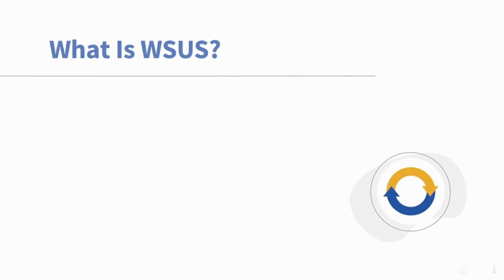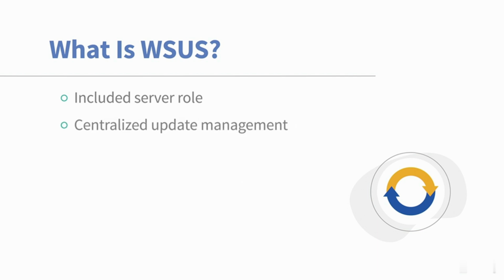Windows Server Update Services is a server role you add to any Windows server. It is an included management role that creates a management interface in the Server Manager Tools menu. This gives you centralized update management.